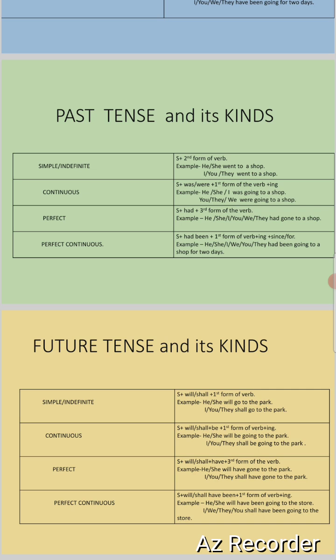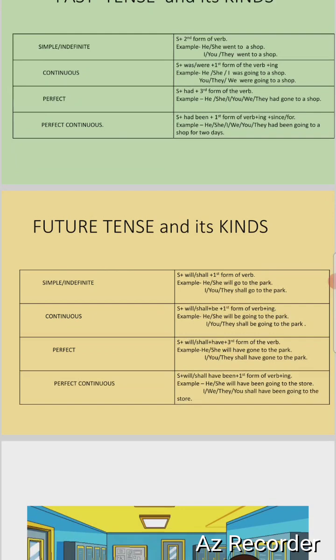With future perfect continuous, we use subject plus will or shall, have been, and the first form of the verb with ing. For example, he or she will have been going to the store, or any of the plurals, I, we, they, you shall have been going to the store. So this is how these three kinds of tenses are used with their different types of kinds.